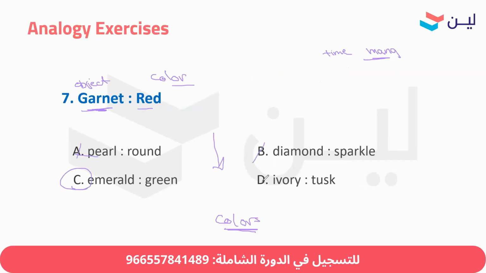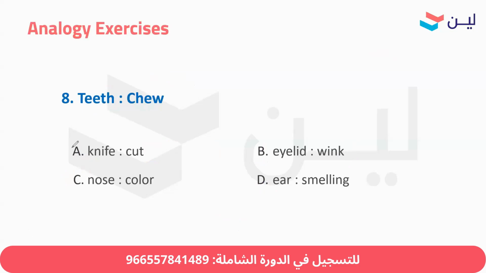All other choices are incorrect. Okay, round is describing the shape. Sparkle is describing the quality, and task is a noun. Actually, it's not an adjective. It's not a quality either, none of those. Good. If you have any question, please stop me. Number 8, and we have teeth is to chew.